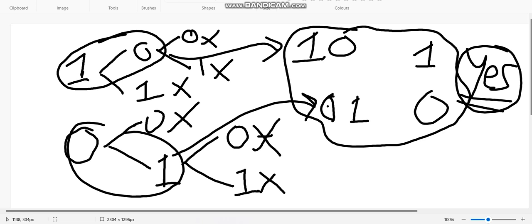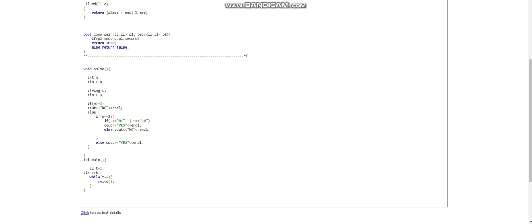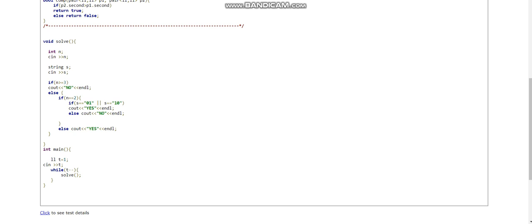Okay, so if I talk about the code, I can show you here. This is the code where you are given integer n and string s. You have to check whether n is greater than or equal to 3, then the answer will be no. And if n is 2, then in both the cases the answer will be yes, and in the other case the answer will be no. If n is equal to 1, obviously the answer will be yes. So this was a very simple problem obviously. Now we will move on to the next problem.